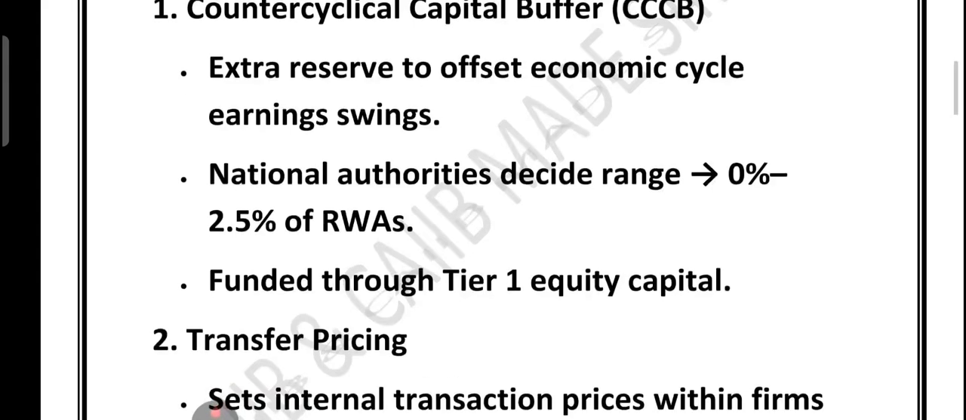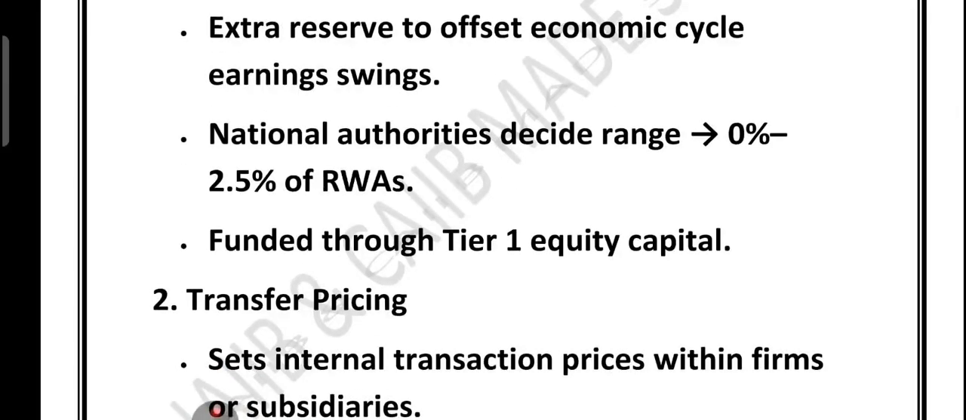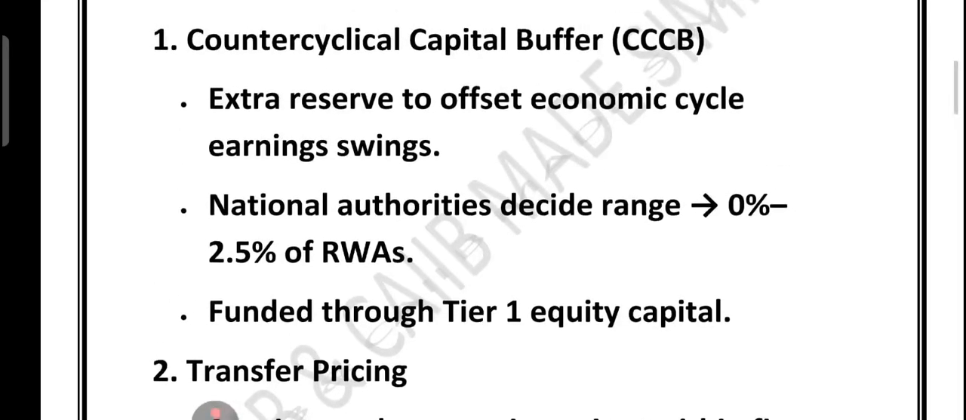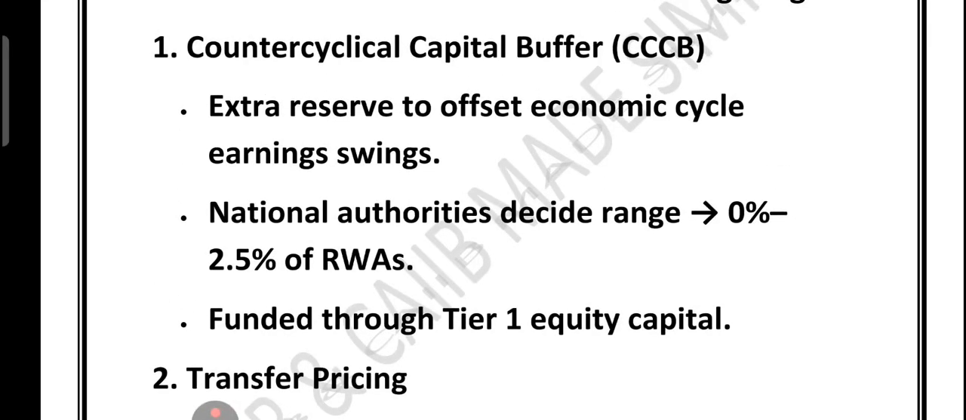The range of this CCyB is decided by the national authority, and it usually lies between 0 to 2.5% of the RWA, the risk weighted assets. And yes, it is funded through Tier 1 capital, Tier 1 equity capital. Please remember it: the funding of this CCyB is done through Tier 1 equity capital.